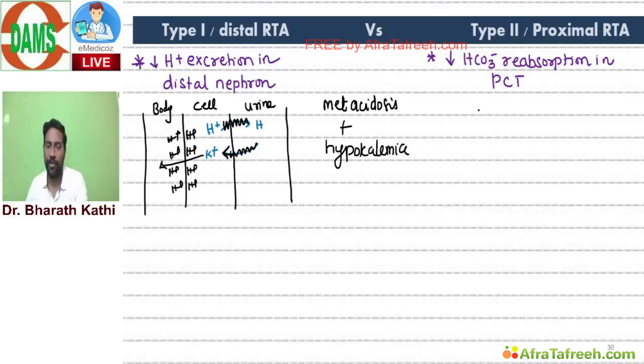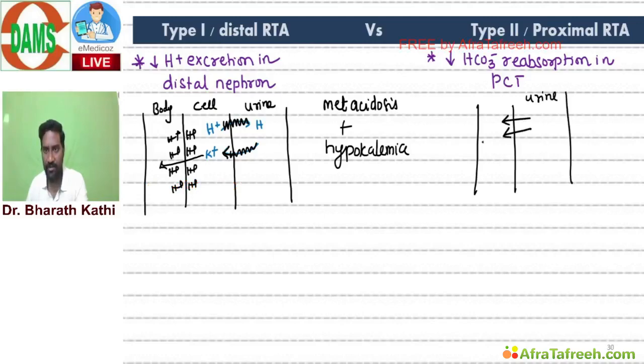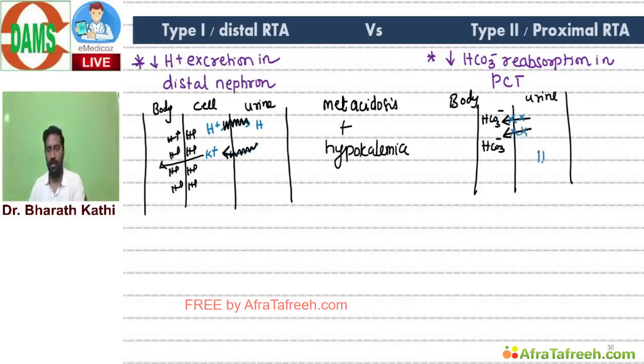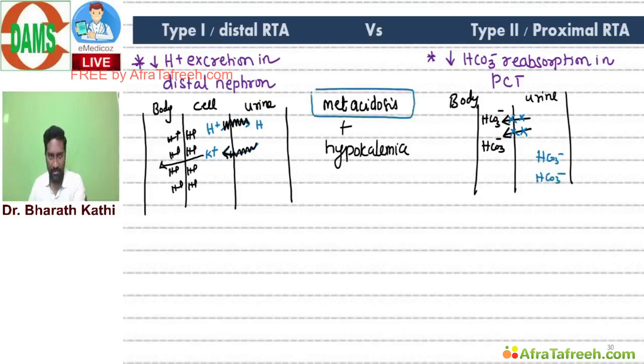Now coming to proximal RTA. What happens normally in the PCT is, if this is urine and this is the body side, normally from the urine, bicarbonate should be taken towards the body side. Now what is happening? This phenomenon is not occurring. Bicarbonate reabsorption is not happening. So a lot of bicarbonate will be lost in the urine. Because bicarbonate is lost, there will be metabolic acidosis.